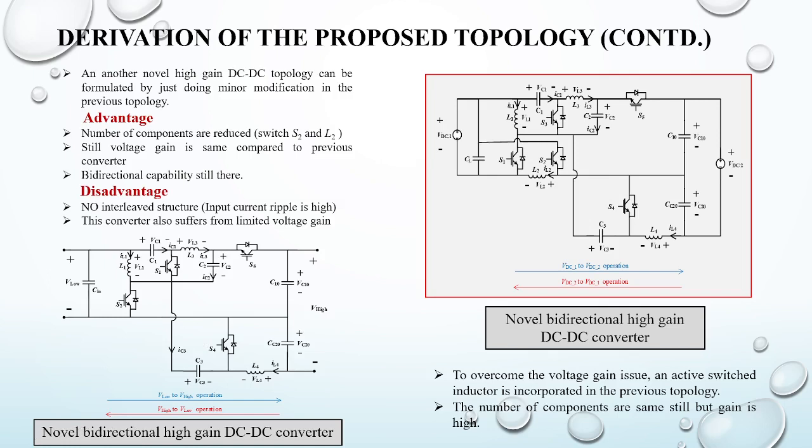So to achieve very high voltage gain, I have developed this topology. How have I developed it? I have incorporated again an active switch inductor, as can be observed. The remaining part is the same, so it can give very high voltage gain, and it is suitable for electric vehicles and DC microgrids, where charging and discharging can be done at a very high voltage level.